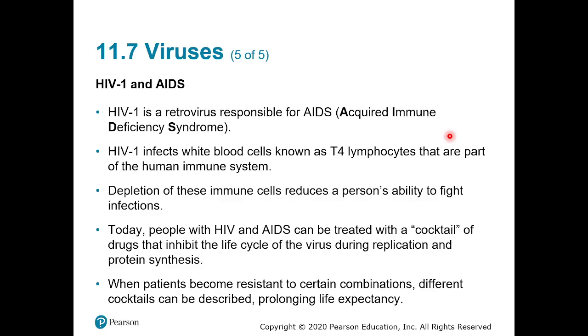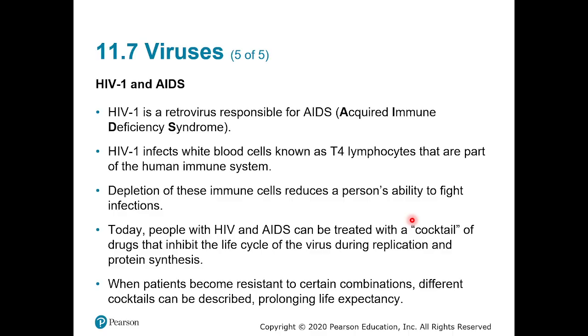HIV-1 and AIDS. So HIV-1 is the retrovirus that's responsible for AIDS. That's the acquired immune deficiency syndrome. HIV-1 actually infects white blood cells. This is known as T4 lymphocytes. They're part of your human immune system. Now, if you do that enough, you're not going to have your white blood cells that would normally protect you from other infections, and that tends to kill people. Okay? And that's why AIDS and HIV has a tendency to become lethal. Now, depletion of these immune cells is going to reduce a person's ability to fight infections.